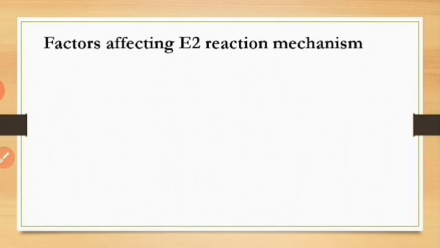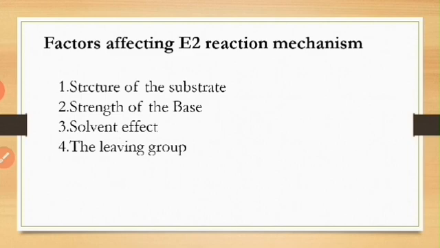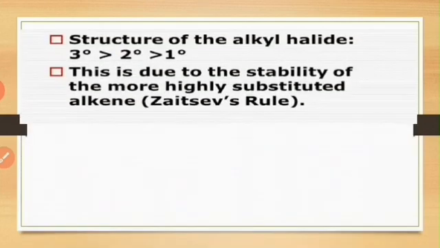Next, factors affecting E2 reaction mechanism. First is the structure of the substrate, second is the strength of the base, third is the solvent effect, and fourth is the leaving group. Let us see one by one. First, structure of the alkyl halide. This is due to the stability of the more highly substituted alkene, as per the Zaitsev rule.